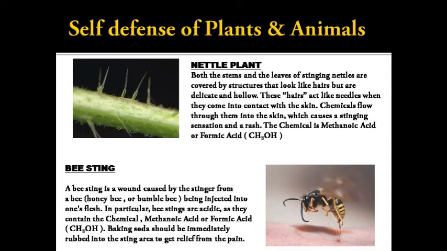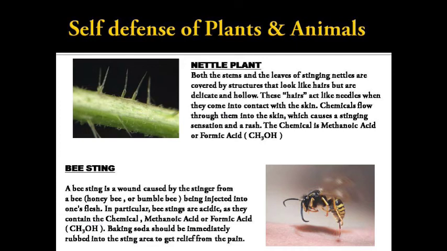So this nettle plant, to protect itself, secretes methanoic acid or formic acid, that is the formula CH3OH, into the skin. And this methanoic acid causes a burning sensation in our skin, as the pH value of that particular area has been decreased due to the methanoic acid flow into the skin. Now, in this case, the nettle plant has secured itself from getting damaged. So it's an act of self-defense.